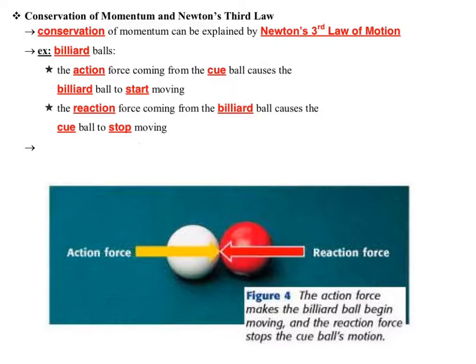Now, because of what Newton's third law says, the action and reaction forces are what? According to Newton's third law, they are equal and they are opposite. And so what does that say about momentum? Well, that explains how momentum will not be lost or gained. There is no change in the total amount of momentum because the action and reaction forces actually balance each other out.